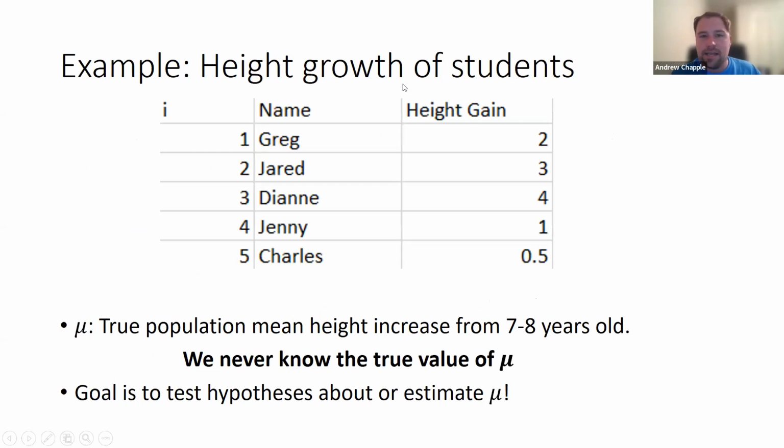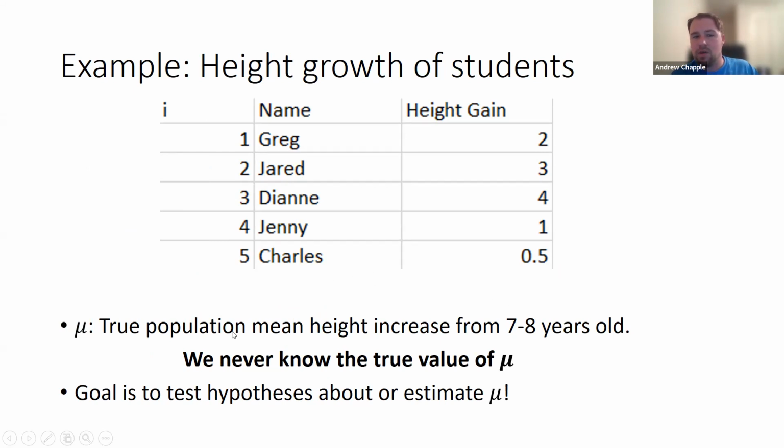So here's the height gain example. Remember just how to read this data. First row, observation is i equals 1. That kid's name is Greg. The kid Greg grew 2 inches. Second row is Jared. The kid grew 3 inches. Diane grew 4 inches. Jenny grew 1 inch. Charles grew half an inch.